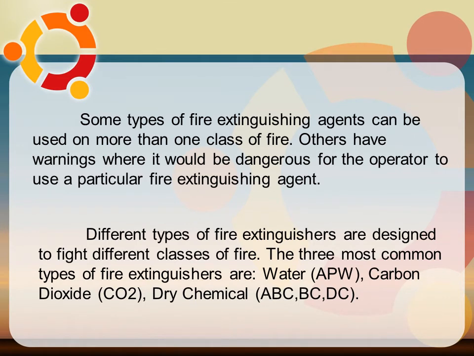Some types of fire extinguishing agents can be used on more than one class of fire. Others have warnings where it would be dangerous for the operator to use a particular fire extinguishing agent. Different types of fire extinguishers are designed to fight different classes of fire. The three most common types of fire extinguishers are water or the APW, carbon dioxide, and dry chemical, which is the ABC, BC, and BC.